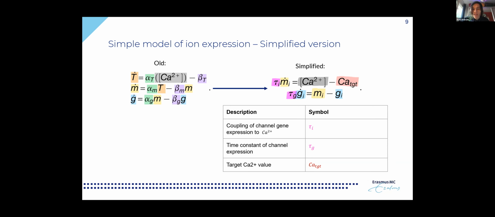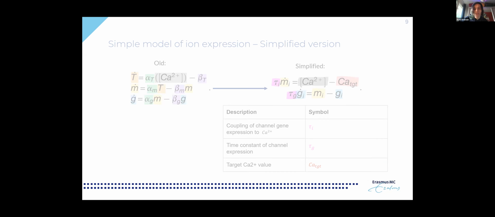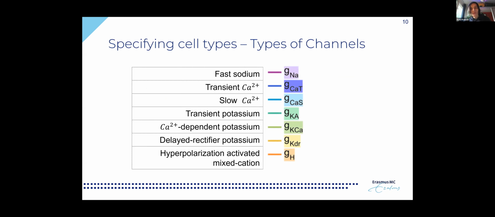The other thing that's added here is in red, the calcium 2+ target value that Konstantin talked about. So now we have this simplified, but still biologically plausible and very realistic formula, which we'll be using throughout the rest of this presentation. So in order to see this in action, you need to know that we won't just be focusing on calcium 2+ channels. Actually, there are many calcium 2+ channels. For example, you can see here transient and slow. And in the table, you can see all the channels that we'll be using and tracing in this model.